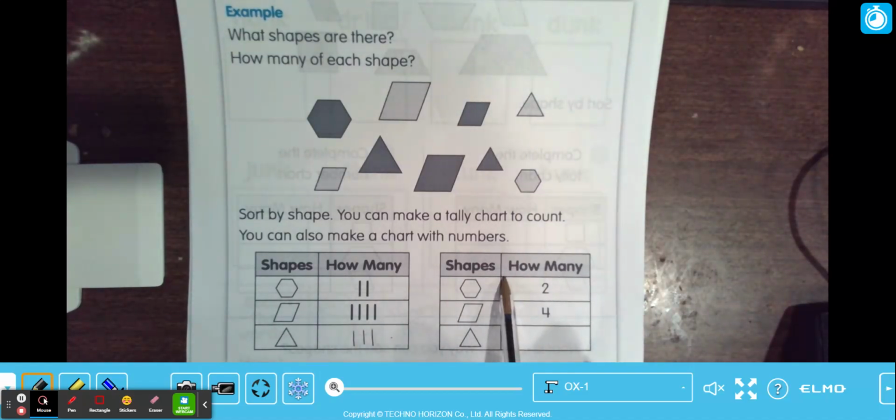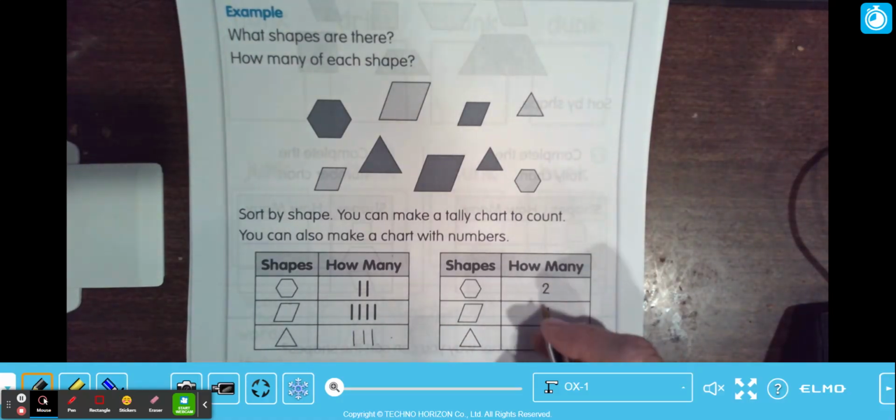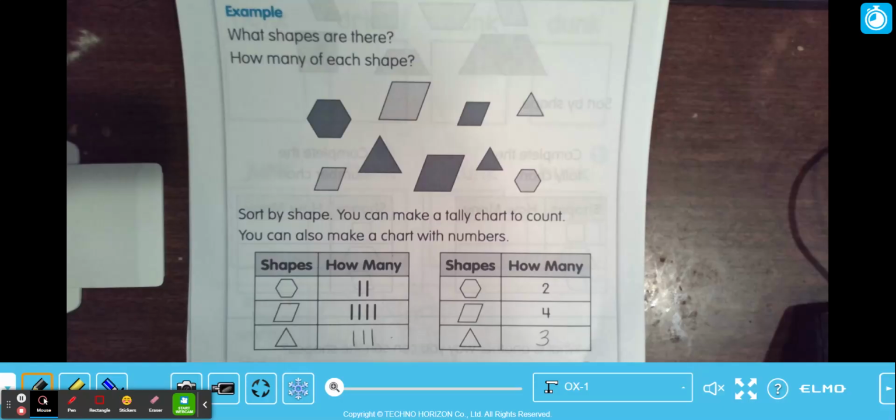This chart and this chart are the same, except that instead of writing lines, they're writing the number to match the lines. So there's 2 lines here, and here's the number 2. There's 4 rhombuses, so they wrote the number 4 for rhombuses. How many triangles? 3. So right here, we're going to write the number 3. Did that make sense? Good.